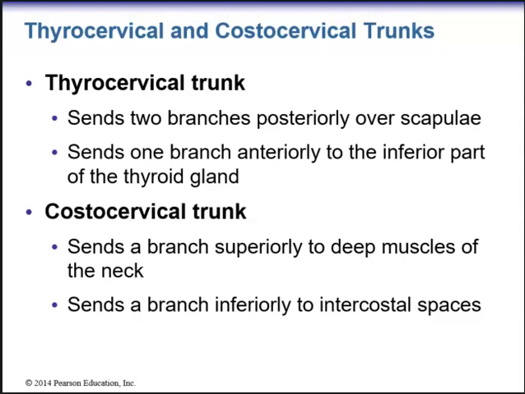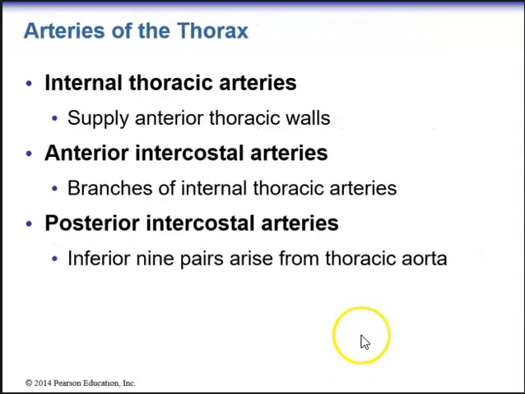So that is the blood supply going to the head and neck. Now we're going to talk about the arteries of the thorax. We have the internal thoracic arteries that supply the anterior thoracic walls. We have the anterior intercostal arteries. Intercostal means between the ribs. These are branches of the internal thoracic arteries.